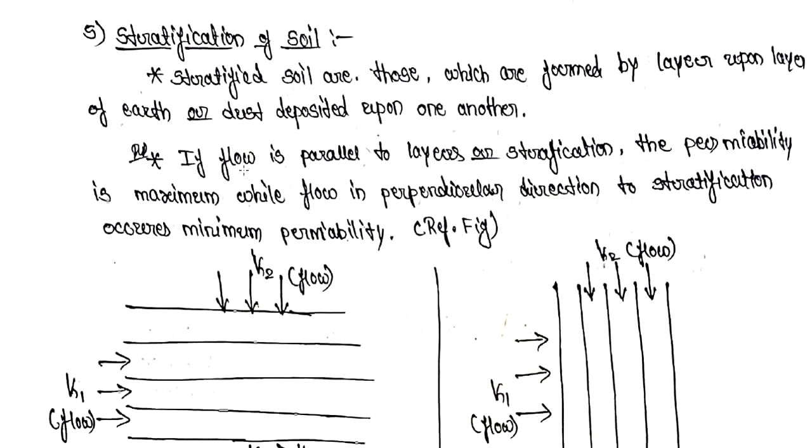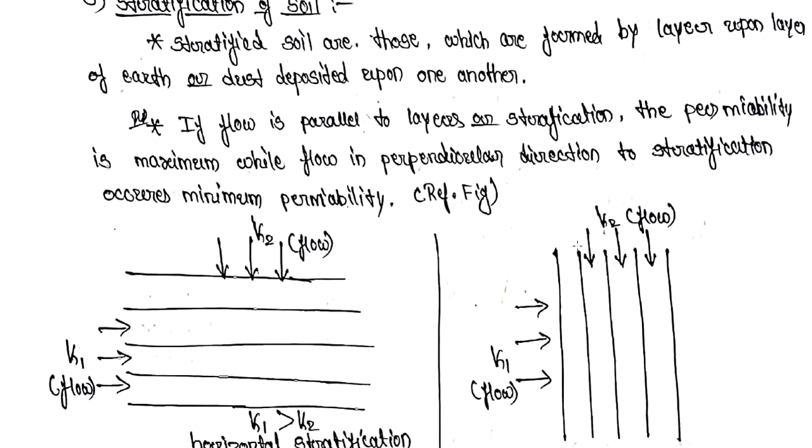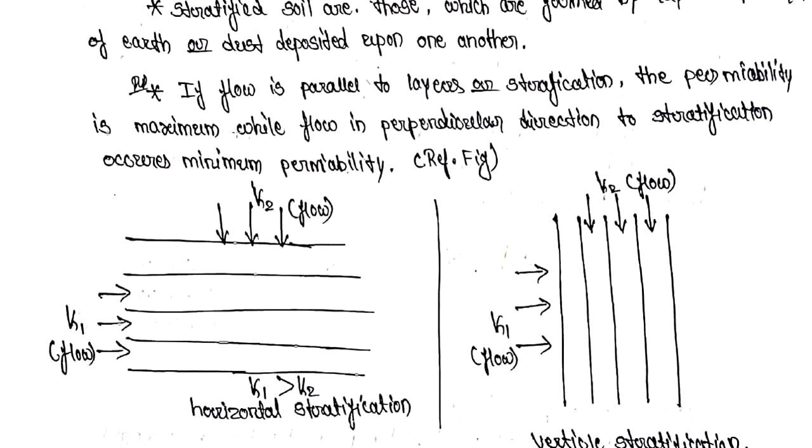Similarly, one of the important factors which is going to affect the permeability is stratification of the soil. Stratified soils are those which are formed by layer upon layer of earth or dust deposition one upon the other. So if the soil is formed layer by layer, then it is called stratified soil. Remember, it is called stratified soil. Stratification might be of various types.